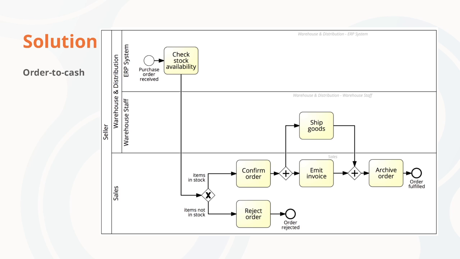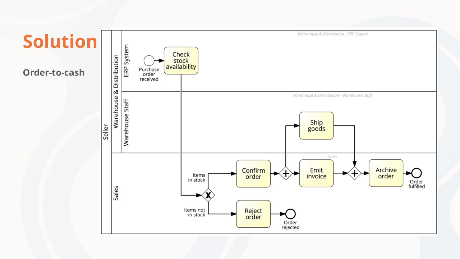Then control is transferred to the sales department. If the items are not in stock, then a sales representative will reject the order, upon which the process completes, or will confirm the order if the items were in stock. And this was not specified in the scenario, so it is not relevant to capture that by means of lanes.